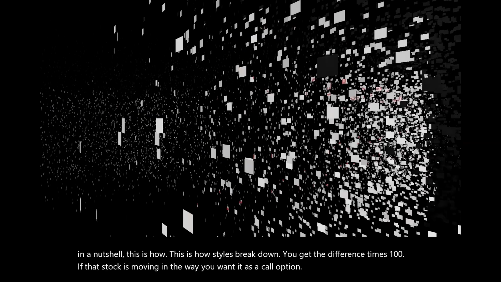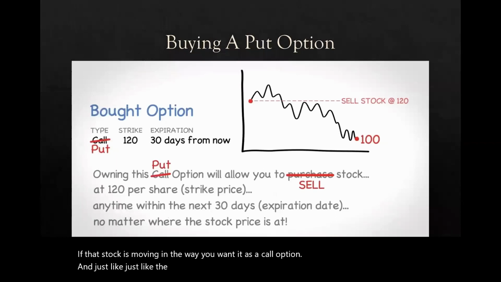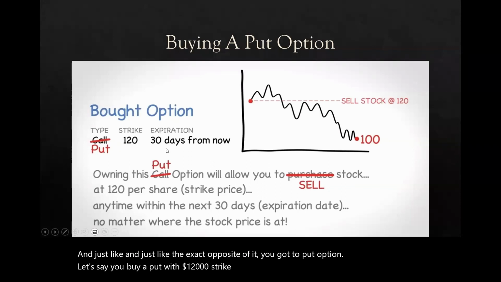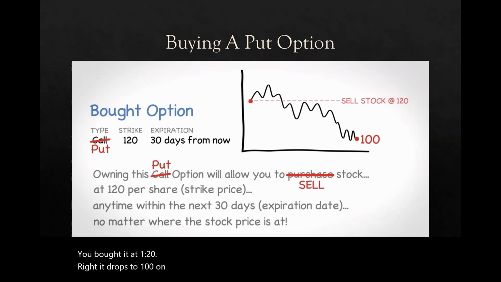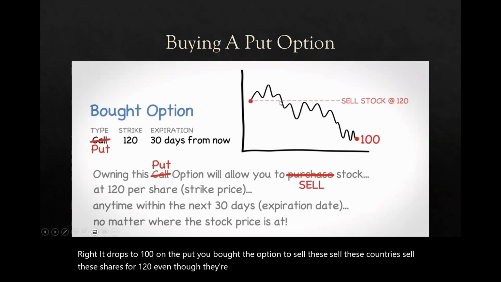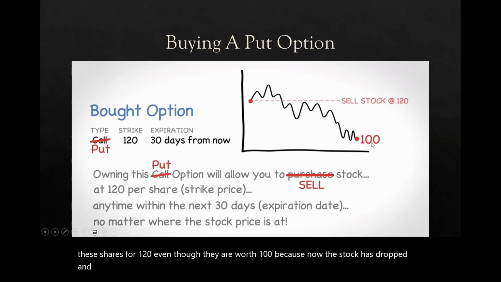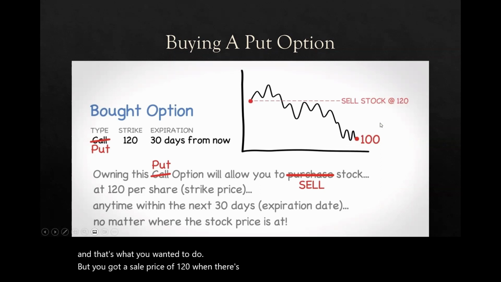And just like the exact opposite of it, you got a put option. Let's say you buy a put with a $120 strike price, right? For the expiration for the next 30 days. You bought it at 120. It drops to 100 on the put. You bought the option to sell these shares for 120, even though they're worth 100, because now the stock has dropped, and that's what you wanted it to do. But you got a sale price of 120 when it's only $100, so you get the difference.